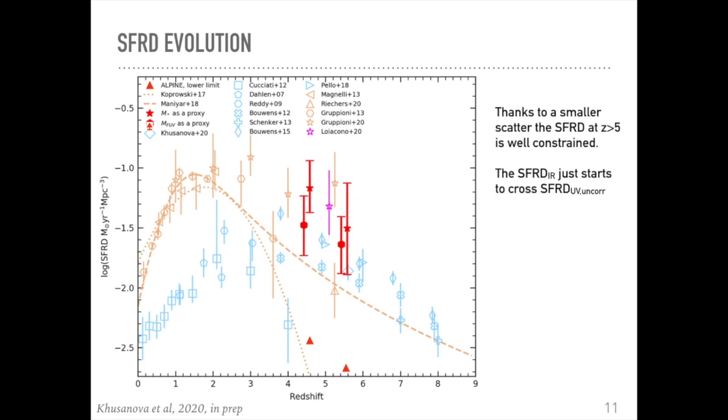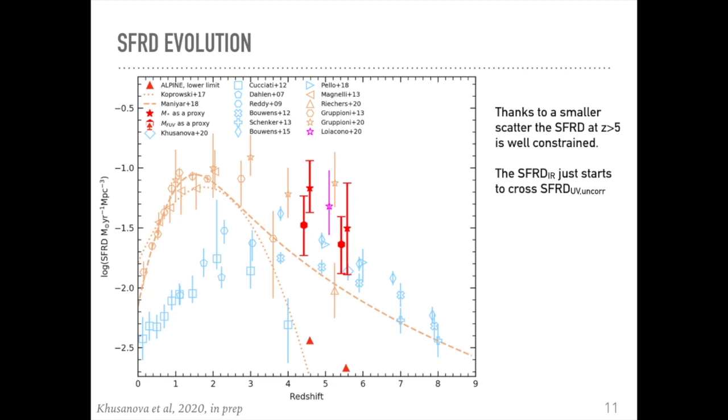You can see that at redshifts below 3, the infrared component of star formation density is clearly dominating the UV one. And it was expected that at higher redshifts, these two curves will cross eventually. And some works which were attempting to constrain the infrared contribution claimed that already at redshifts above 4, the infrared contribution is negligible, as for example the paper of Koprowski in 2017.